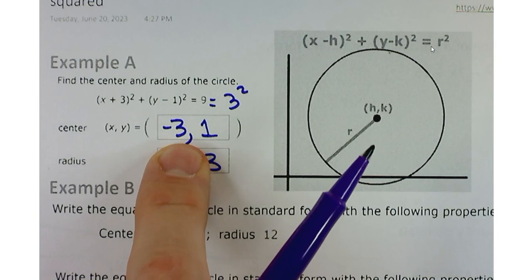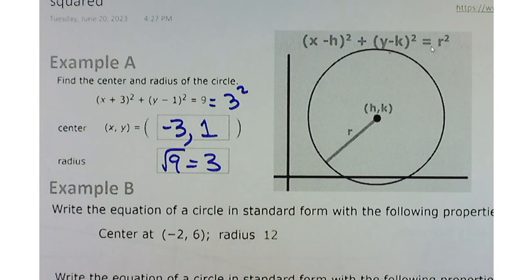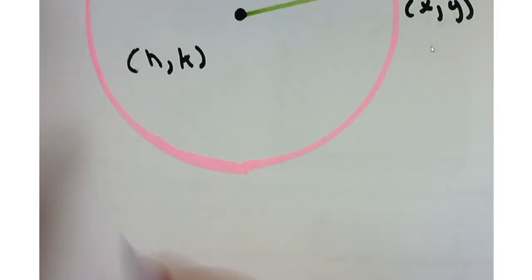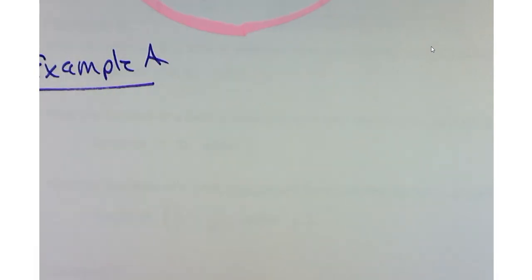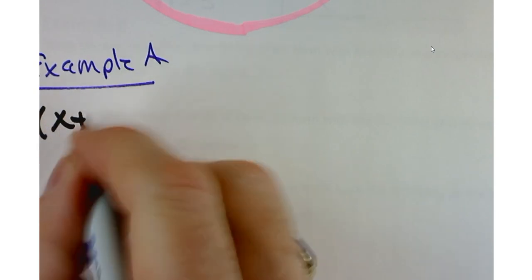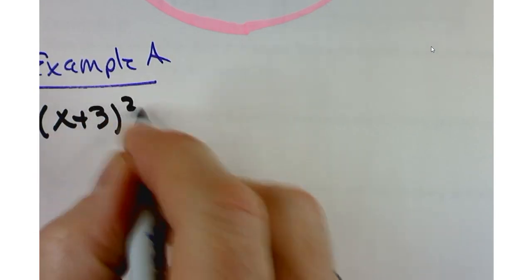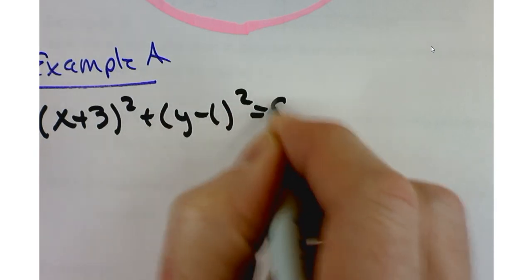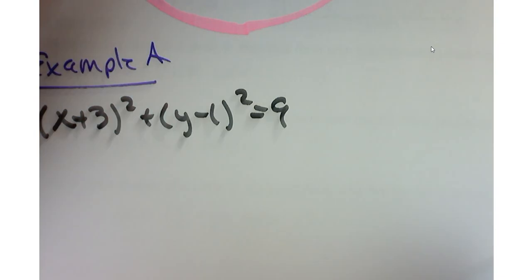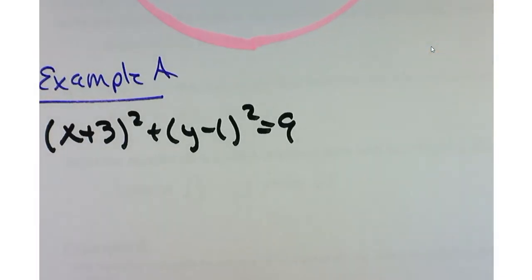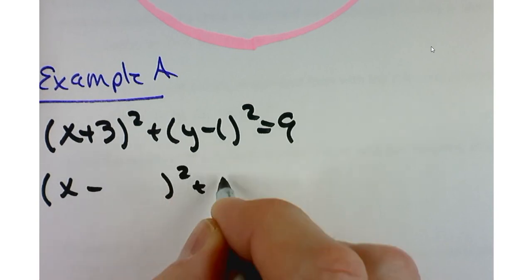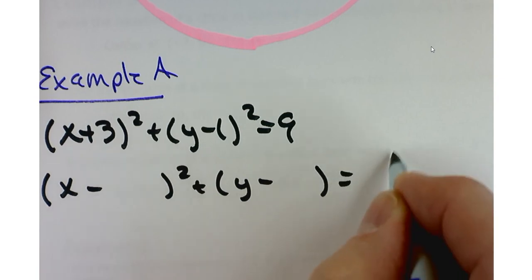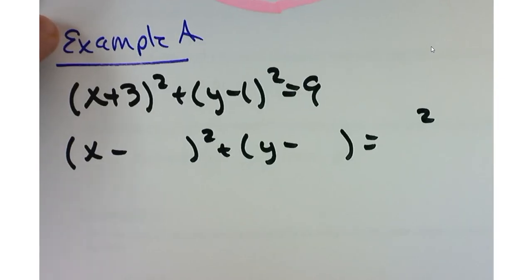Well, remember what I'm trying to do here. I'm trying to find the center. So really I want to put it in the form of this equation. So let me go over here, example A. My equation was x plus 3 squared plus y minus 1 squared equals 9. If I want to put it in this form, then I got to write this with a negative, correct? Yeah. So it'd be x minus something and y also minus something equals something squared. So let's see if we can't figure out what those somethings are.